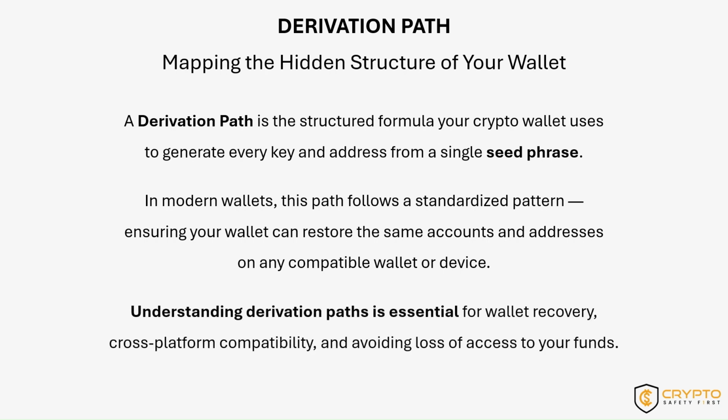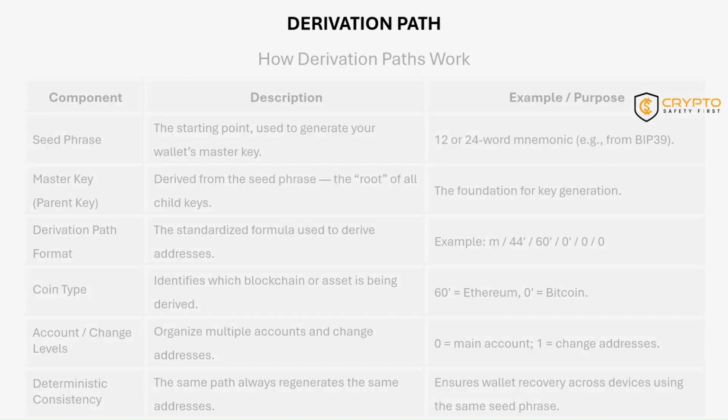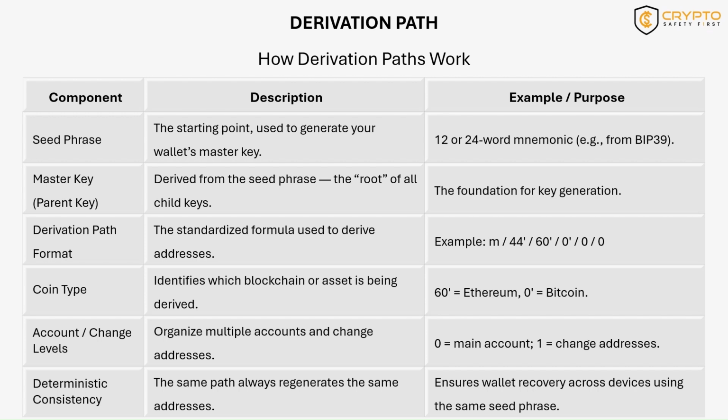Understanding derivation paths is essential for wallet recovery, cross-platform compatibility, and avoiding loss of access to your funds. Before we look at how derivation paths work, it helps to understand where they fit in your wallet's key structure. Every wallet starts with a seed phrase, which generates a master key, and from there, a derivation path guides how every address is created. Let's look at how that process works behind the scenes.